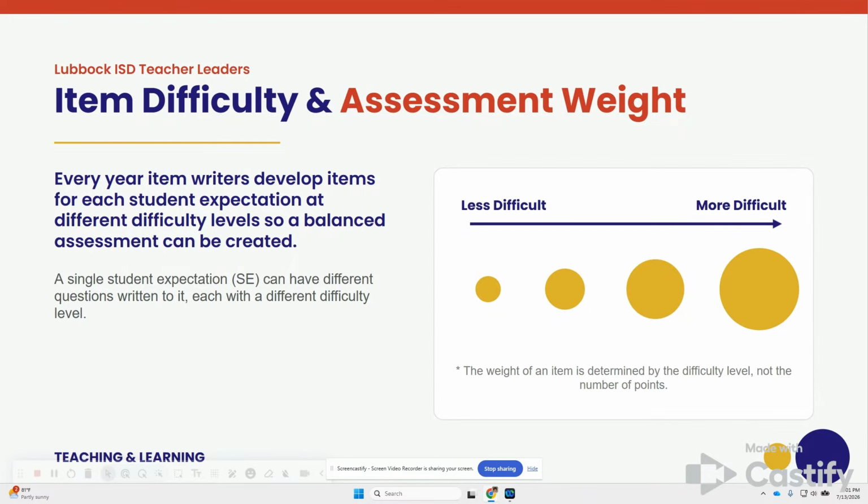perhaps the one you're thinking about. Small circles equal less difficult questions and thus lower weight. Large circles equal more difficult questions worth more weight. The weight of the item is determined by the difficulty level, not the number of points. STAR 2.0 questions are not always the highest difficulty level.